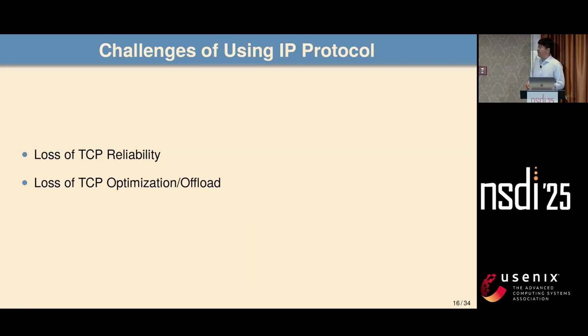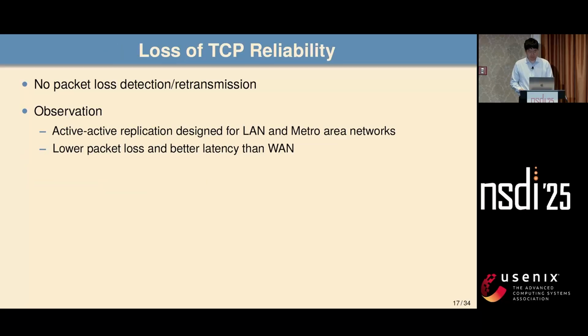By switching to the IP protocol, we are losing the reliability and optimizations provided by the TCP protocol. First, for reliability, because we are using the IP protocol, it doesn't have the ability to detect packet loss or do packet retransmission. But our observation is that active-active replication is mainly designed to be used in a local area network, so the packet loss rate and congestion level are much better than in a WAN environment.